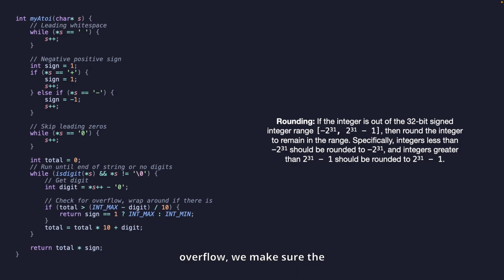If the number does overflow, we make sure the number is within range of the integer maximum and the integer minimum depending on the sign of the number. Assuming there's no integer overflow, we return the total multiplied by the sign, which will make sure the correct sign is returned.